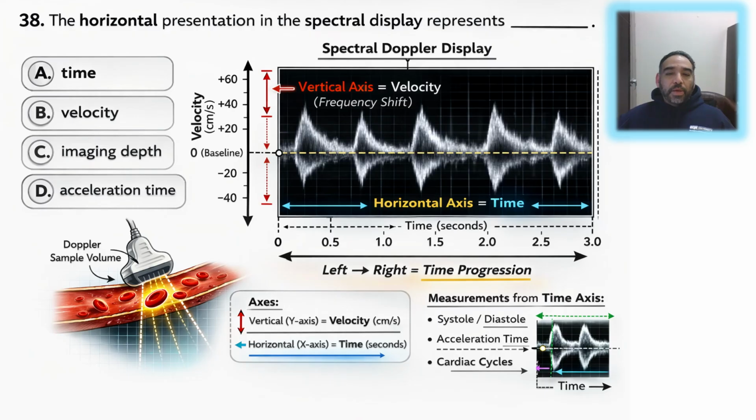So think of spectral Doppler like an ECG. Left to right equals time passing. Up and down is equal to strength and velocity. And then the horizontal is equivalent to time.